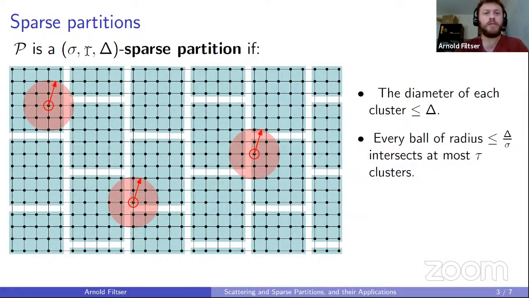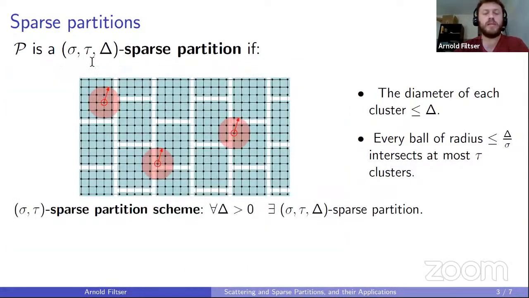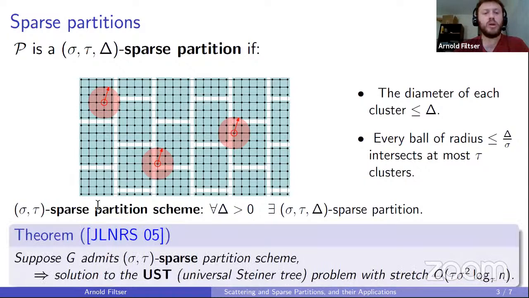So this type of partition was previously introduced. It's a partition scheme if you can do it for every parameter delta. And Jia et al. showed that if you can construct such a partition scheme with parameters sigma and tau, this will imply a solution to the universal Steiner tree problem with distortion polynomial in tau and sigma squared. I don't have the time now to define what this problem is, but it's quite interesting.